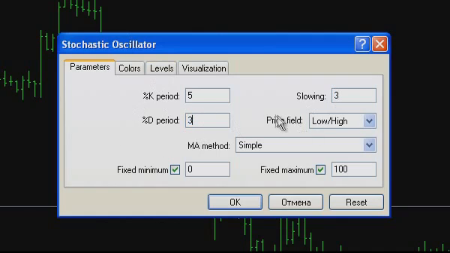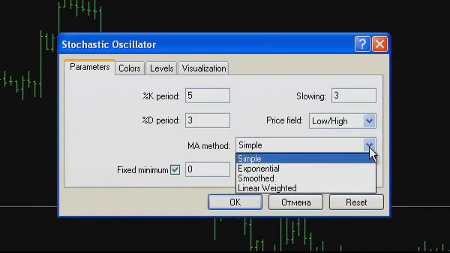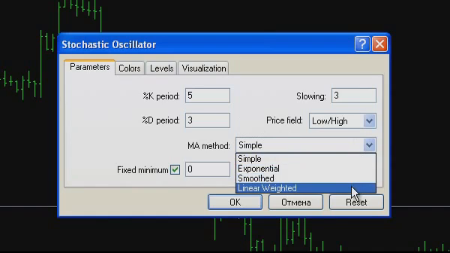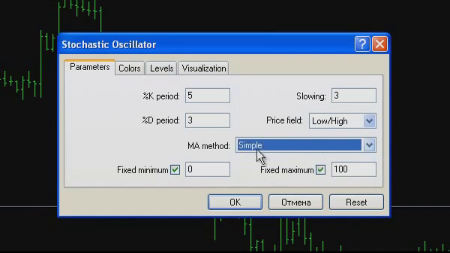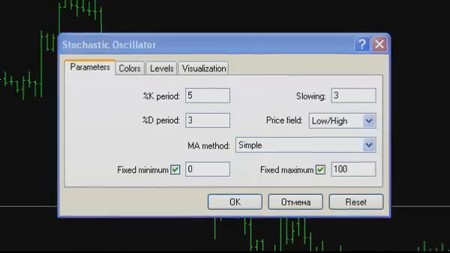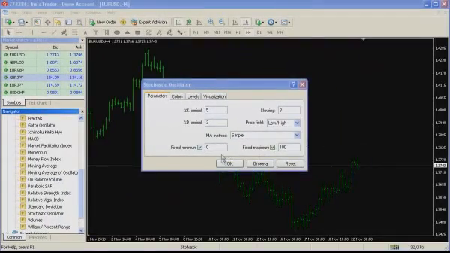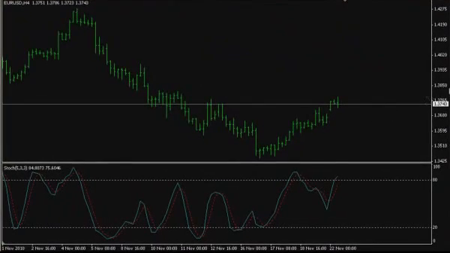The %D period is a period which is used for calculation of the moving average %K line, which is often drawn as a dashed line. The MA method is a method of simple, exponential or other type of smoothing which is used in the %D line calculation. Visually on the screen, stochastic is represented by two lines which periodically intersect and move within the range from 0 to 100. Stochastic can send different signals about changes on the market.